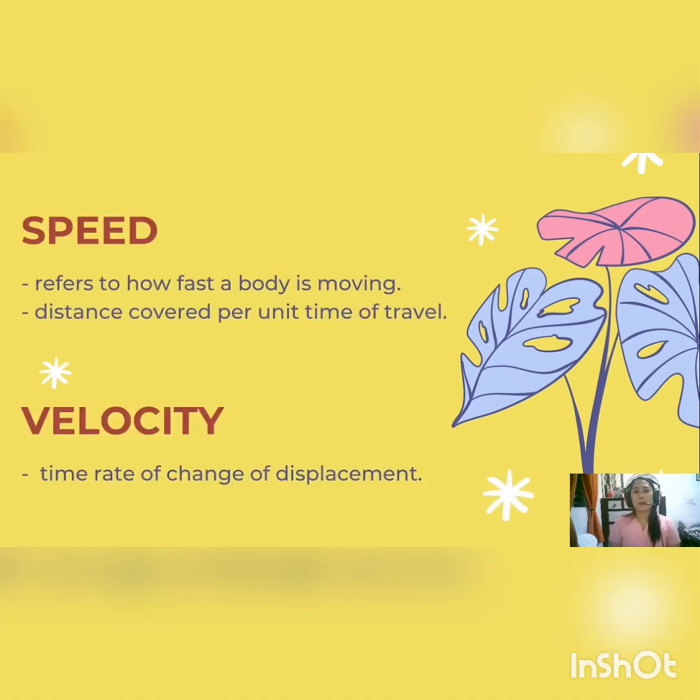Another thing that you have learned when you were in grade 7 is the difference between speed and velocity. Well, actually, they are somehow related to one another. Why? When we talk about speed, it refers to how fast a body is moving. So, gaano siya kabilis o gaano siya kabagal. That is with respect to time, because speed is a distance covered per unit time of travel. While in velocity, it is the time rate of change of displacement. So, we will be using distance for speed while displacement for velocity.